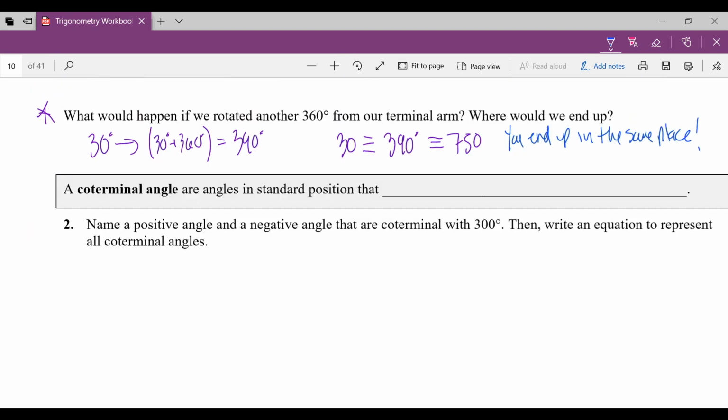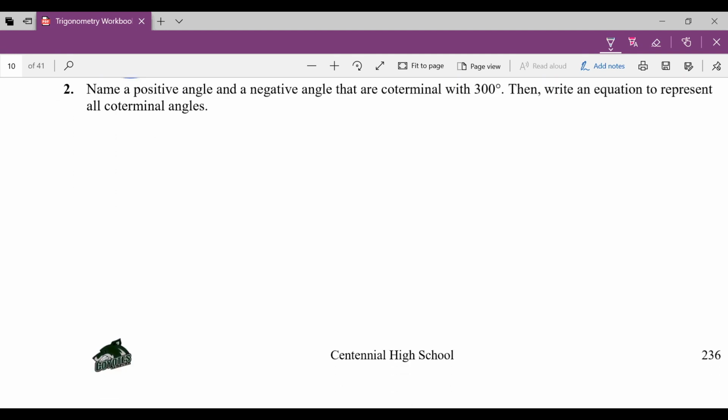All right, so this idea of ending up in the same place, well, guess what? That has a word as well, and that is called coterminal angle. Coterminal angles are angles in standard position that have a common terminal arm. For example, 30 degrees and 390 and 750. For example, 60 degrees and 420 degrees. See how that works? So let's investigate this situation a little bit.